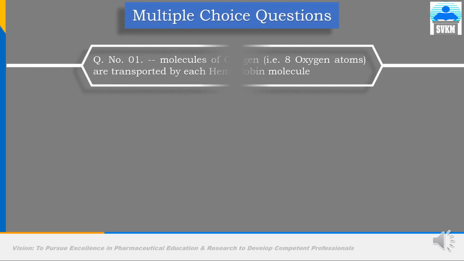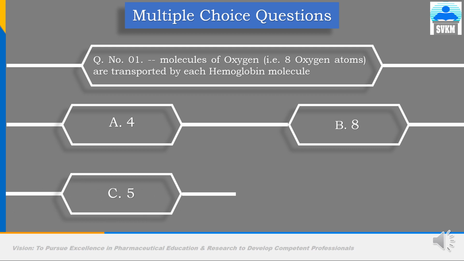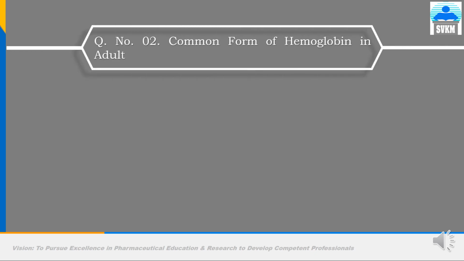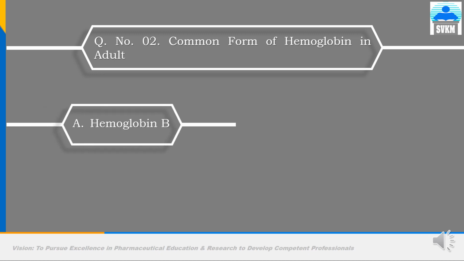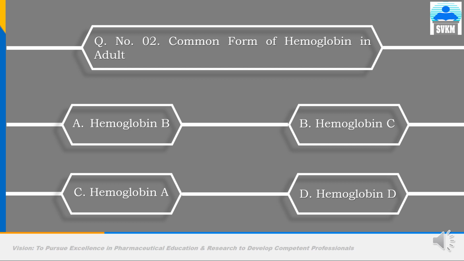Now multiple choice questions. Molecules of the dash dash molecule of the oxygen, that is 8 oxygen atoms, are transported by each hemoglobin molecule. Option A 4, B 8, C 5 and D 6. The correct answer is 4 molecules of oxygen. Common form of the hemoglobin in adult is hemoglobin B, hemoglobin C, hemoglobin A, hemoglobin D. And the correct answer is hemoglobin A.